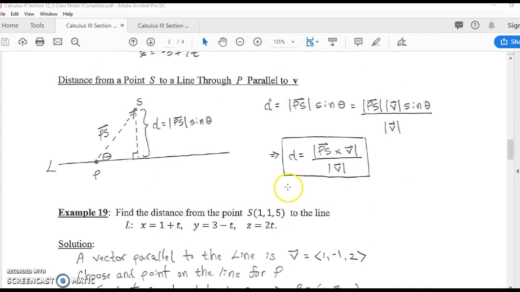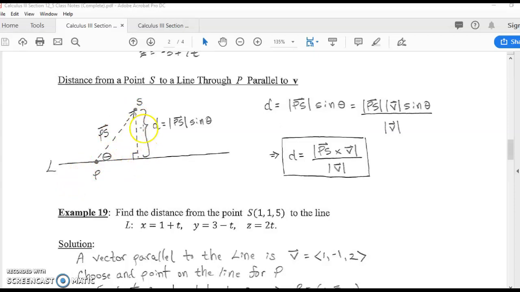Something we might need to do at different times is find a distance from a point S to a line, again, to a line that's through a point P and parallel to V. So in other words, here's the picture. Here's our line L, which is through this point P. It's also parallel to a known vector V. And I want this point S that's not on the line. I want to know the distance. Now the distance from the point to the line is this perpendicular distance.